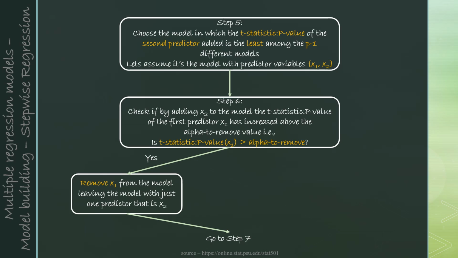If yes, remove x1 from the model, leaving the model with just one predictor, that is x2, and go to step 7. If no, go to step 7 directly. Let's assume this is the case, that is, T statistic p-value of x1 is not greater than alpha to remove, and hence we go to step 7.